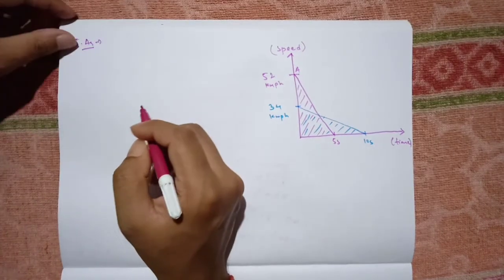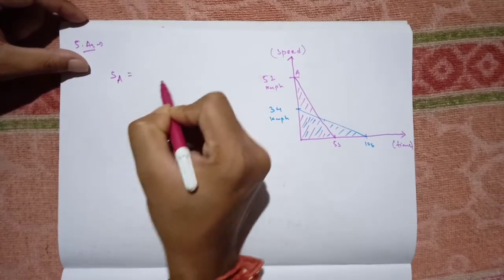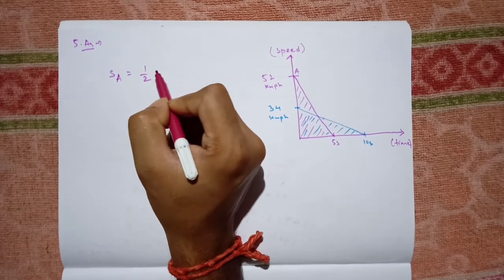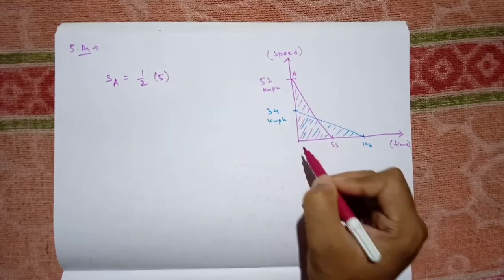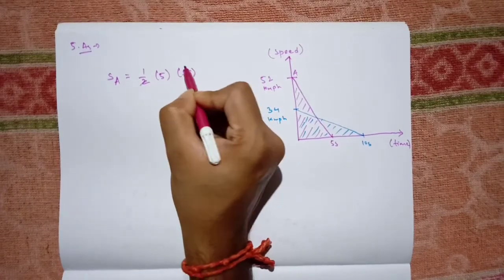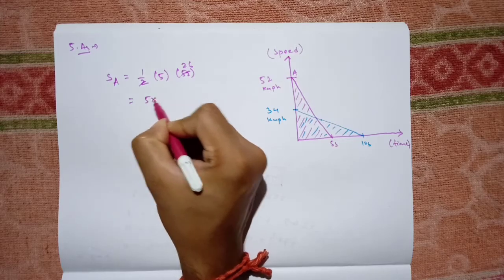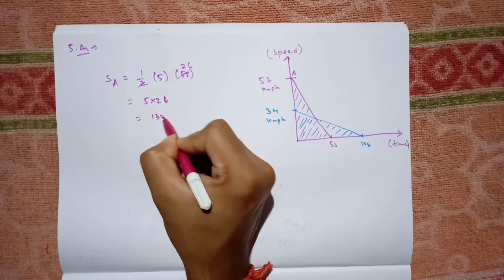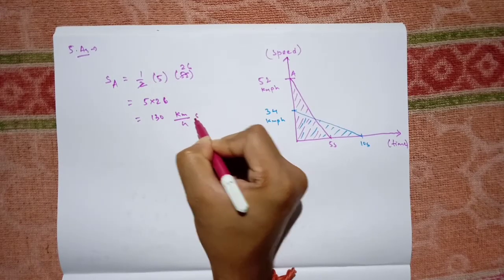So now let us find out for A, which is, let us take A will be half into base into height. So base is 5, and height is 52. So 52 goes down and here comes 26. So 5 into 26 will be equal to 130. This will be kilometer by hour per second.